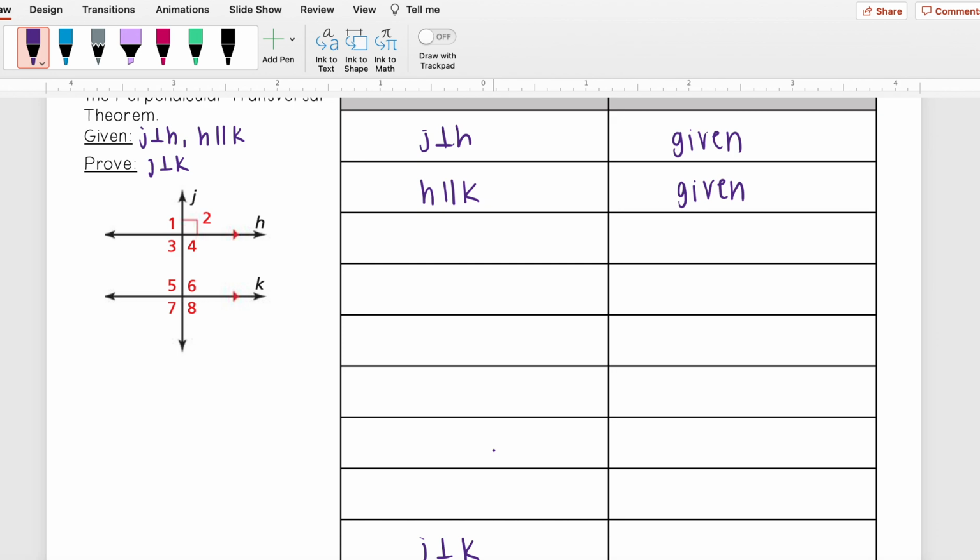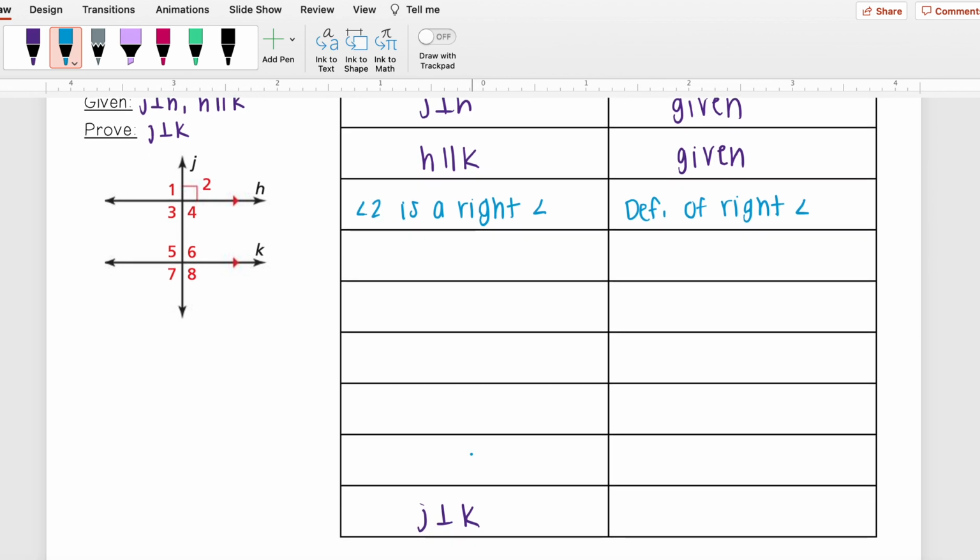What's the definition of perpendicular? The definition of perpendicular is that they intersect at a right angle. Since J is perpendicular to H, I know that angle 2 is a right angle, and I'm also seeing that in this diagram. So I can say angle 2 is a right angle. And that's just my definition of right angle. To prove that J is perpendicular to K, I need to somehow get that either angle 5, 6, 7, or 8 is a right angle. But we need to fill in some steps to prove that.